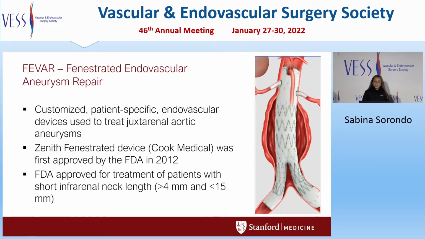First described in 1999, fenestrated endovascular aneurysm repair uses customized, patient-specific endovascular devices to treat juxtarenal aneurysms, allowing the ability to place stent grafts in the aorta at and above the renal arteries. The use of fenestrated devices has steadily increased over the past 2 decades, and the Cook Z-Fen device was first approved by the FDA in 2012, making fenestrated devices more readily available in the U.S. It has been approved for the treatment of patients with short infrarenal neck lengths greater than 4 millimeters and less than 15 millimeters.